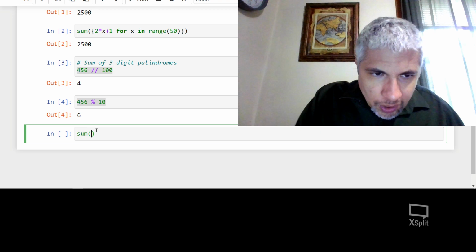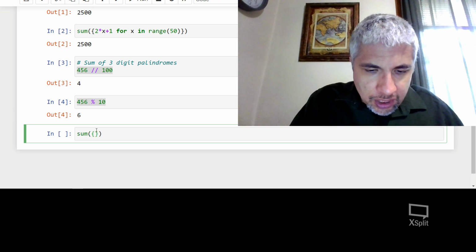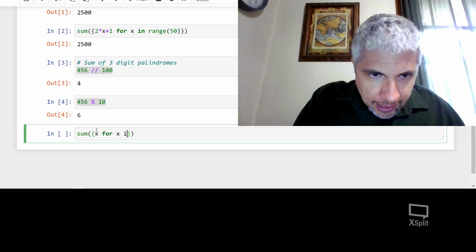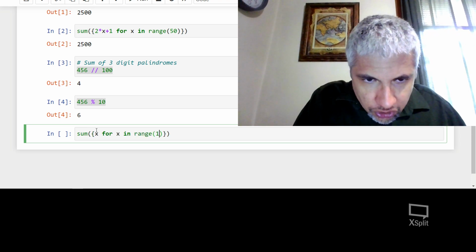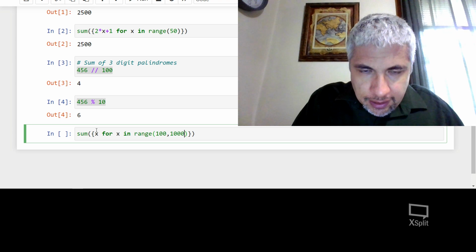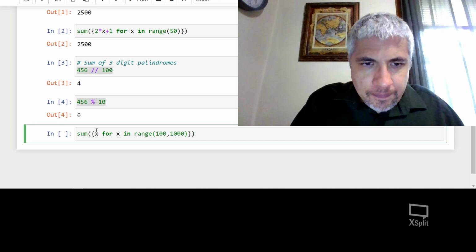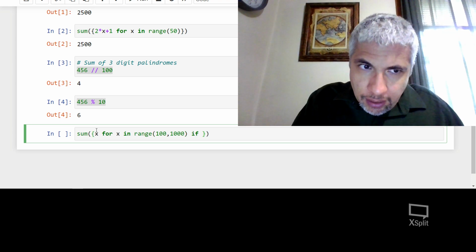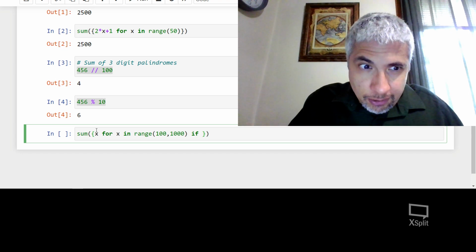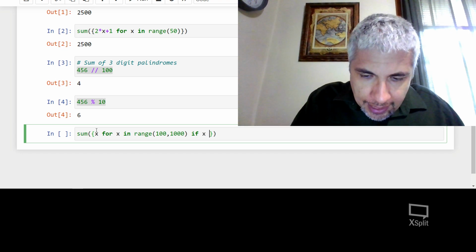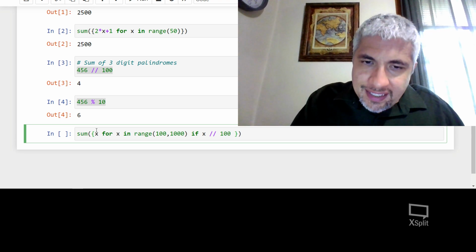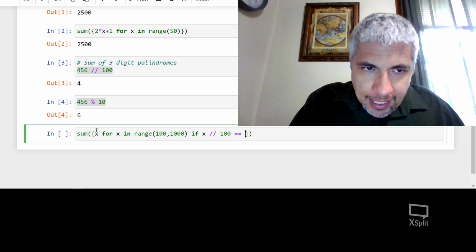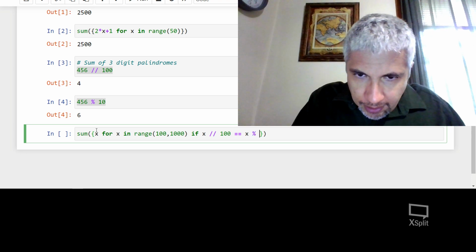So what I really want here is the sum of all the 3-digit numbers, x for x in the range starting at 100 and up to 999. But I only want to include it if the left digit is the same as the right digit. So that would mean x, when I integer divide by 100, is the same as x when I take it mod 10.